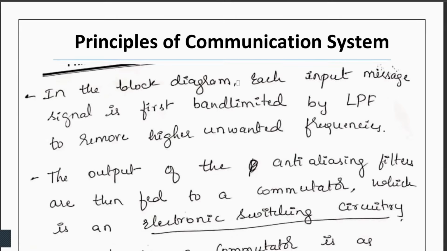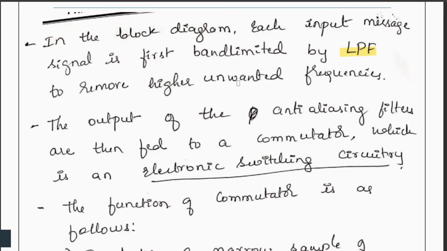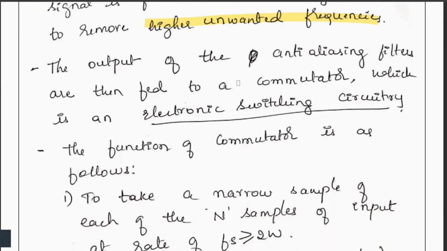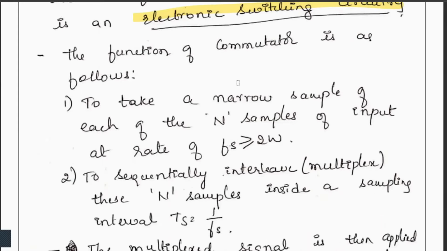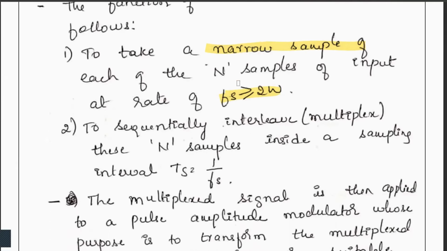So this is the diagram. Each input signal is first band limited by the low pass filter to remove the high unwanted frequencies. The outputs of the anti-aliasing filters are then fed to the commutator, which is an electronic switching circuitry. The function is what? To take a narrow sample of each of the n inputs at the rate of fs greater than or equal to 2W.